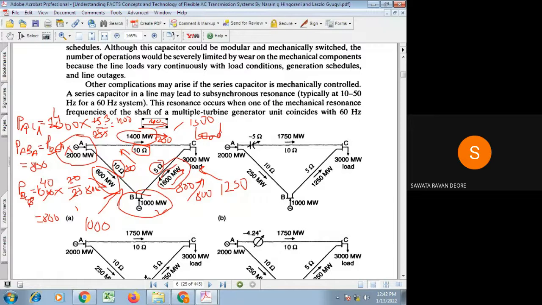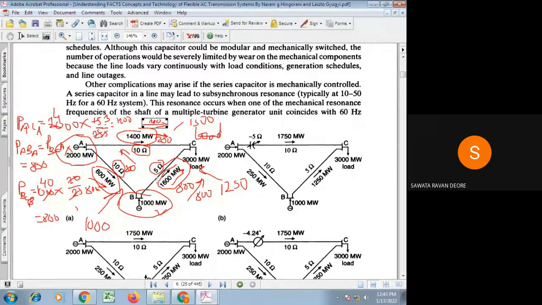But if you see this line BC, which is of capacity 1250 megawatt, under this operating condition the power flow will become 1600 megawatt. So what happens? This line will get overloaded if we operate this power system by generating 2000 megawatt here and 1000 megawatt here in order to fulfill the 3000 megawatt. So obviously we can't operate this system in this manner, because that line will get overloaded and damaged. So what is the solution?